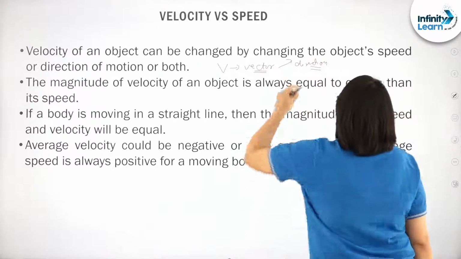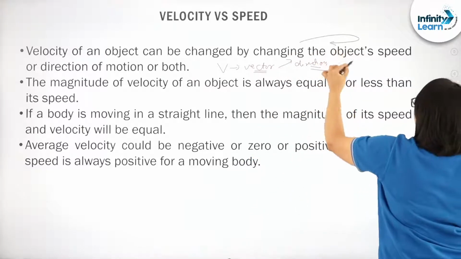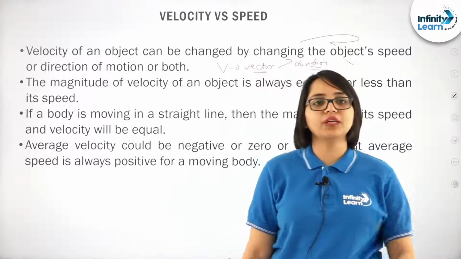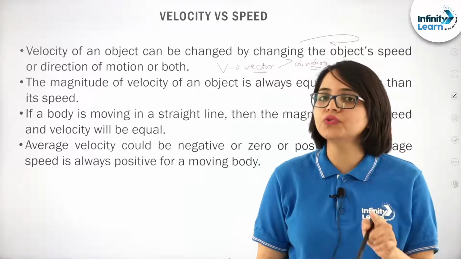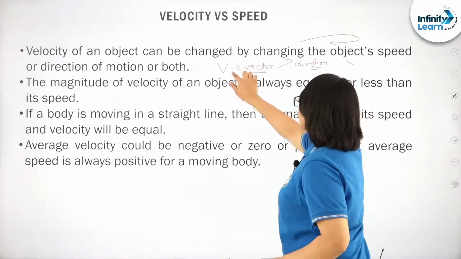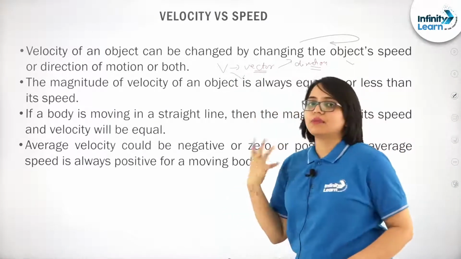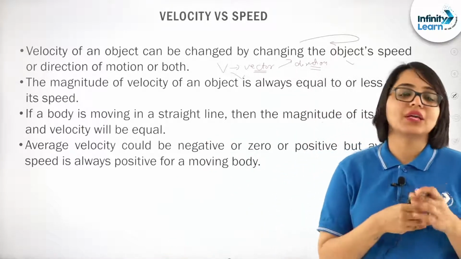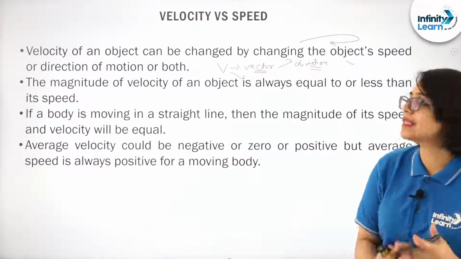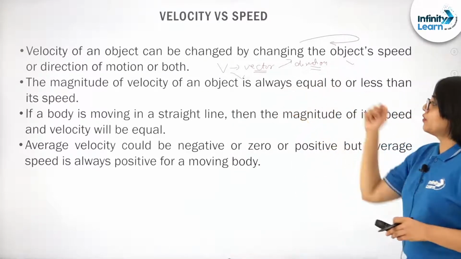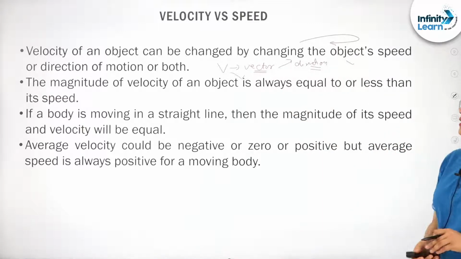तो अगर आप मोशन का डायरेक्शन चेंज कर लो तो वेलोसिटी क्या हो जाएगा? चेंज हो जाएगा. You can keep the magnitude constant, but if you are changing the direction of motion, वेलोसिटी का डायरेक्शन will change. या फिर आप मैग्नीट्यूड चेंज कर सकते हो, सीधा सीधा मैग्नीट्यूड चेंज हो गया तो वेलोसिटी चेंज हो जाएगा, या फिर you can change magnitude as well as direction. फाइन. The magnitude of velocity of an object is always equal to or less than its speed.